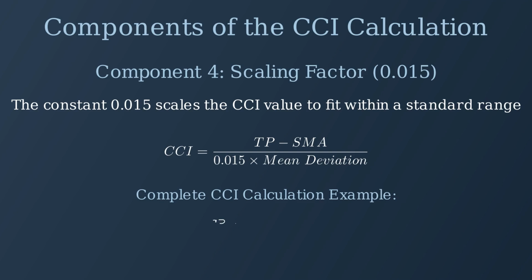When we put all these components together, we get the complete CCI calculation. Using our example values, a typical price of 100.67, an SMA of 101, and a mean deviation of 1.2, our final CCI value would be minus 18.33.